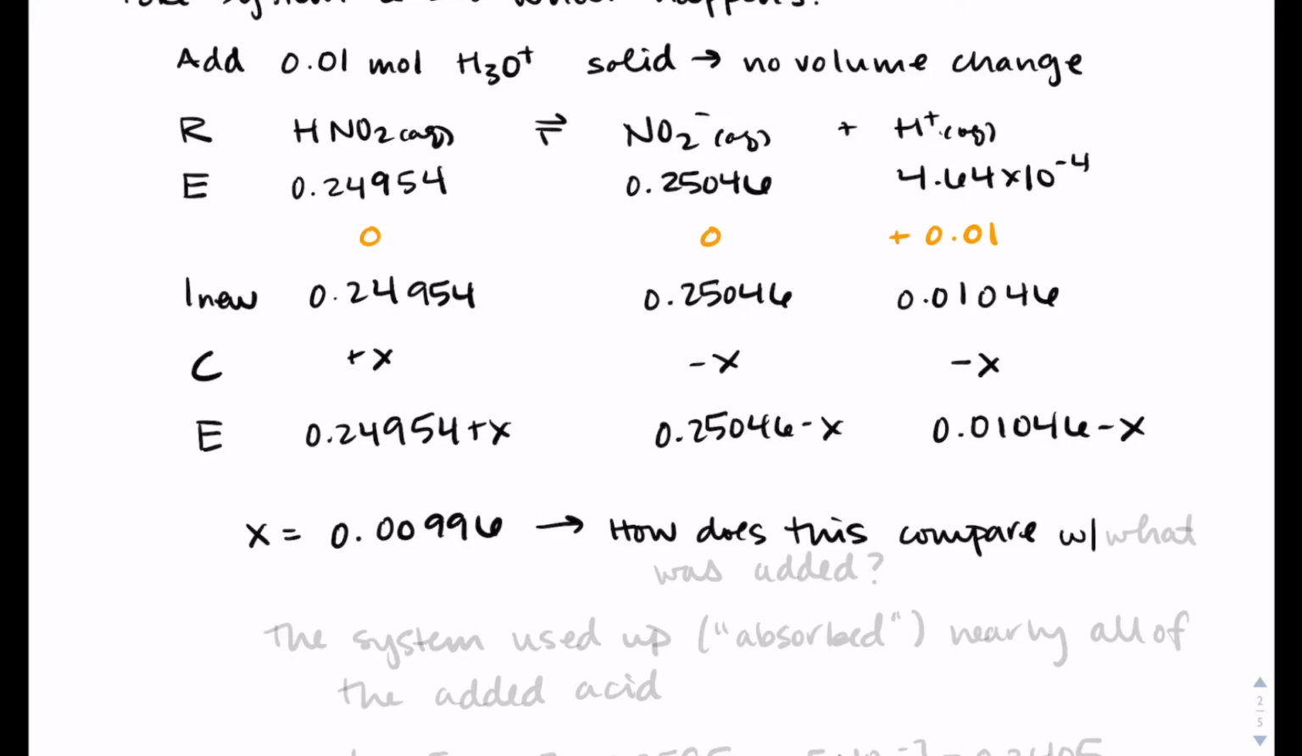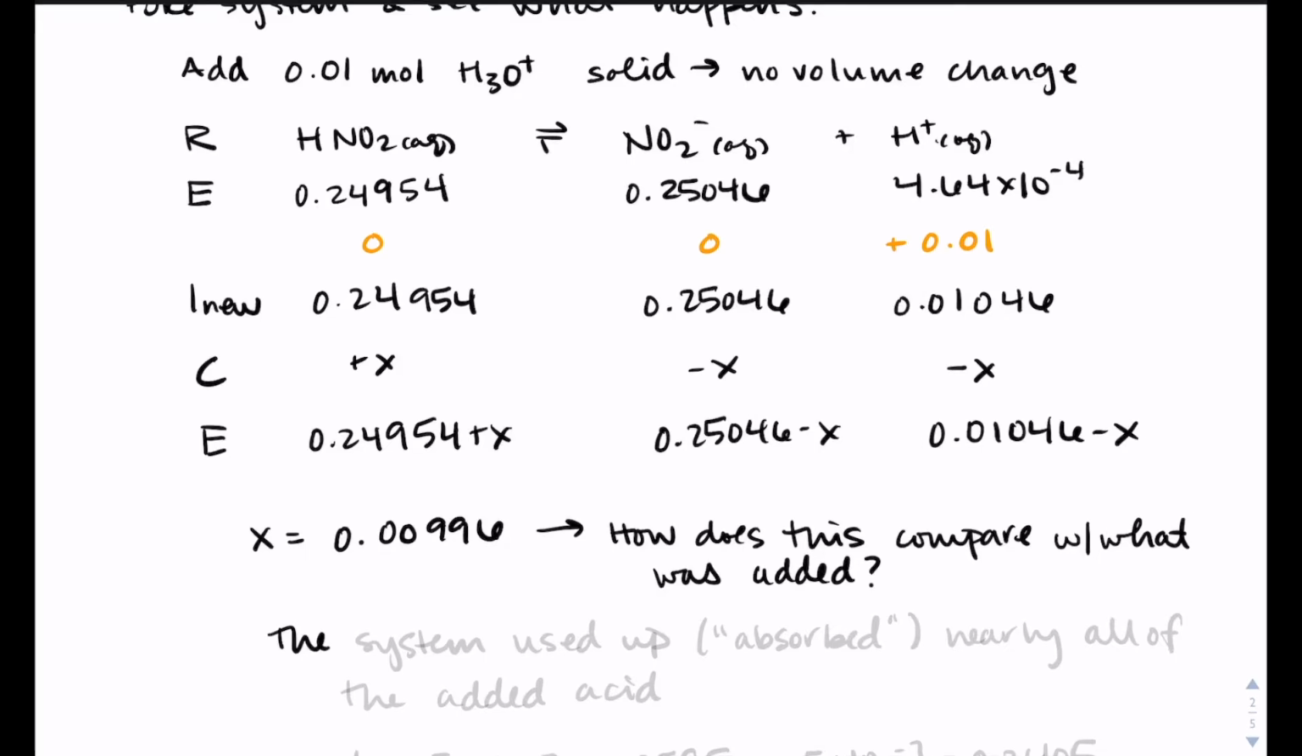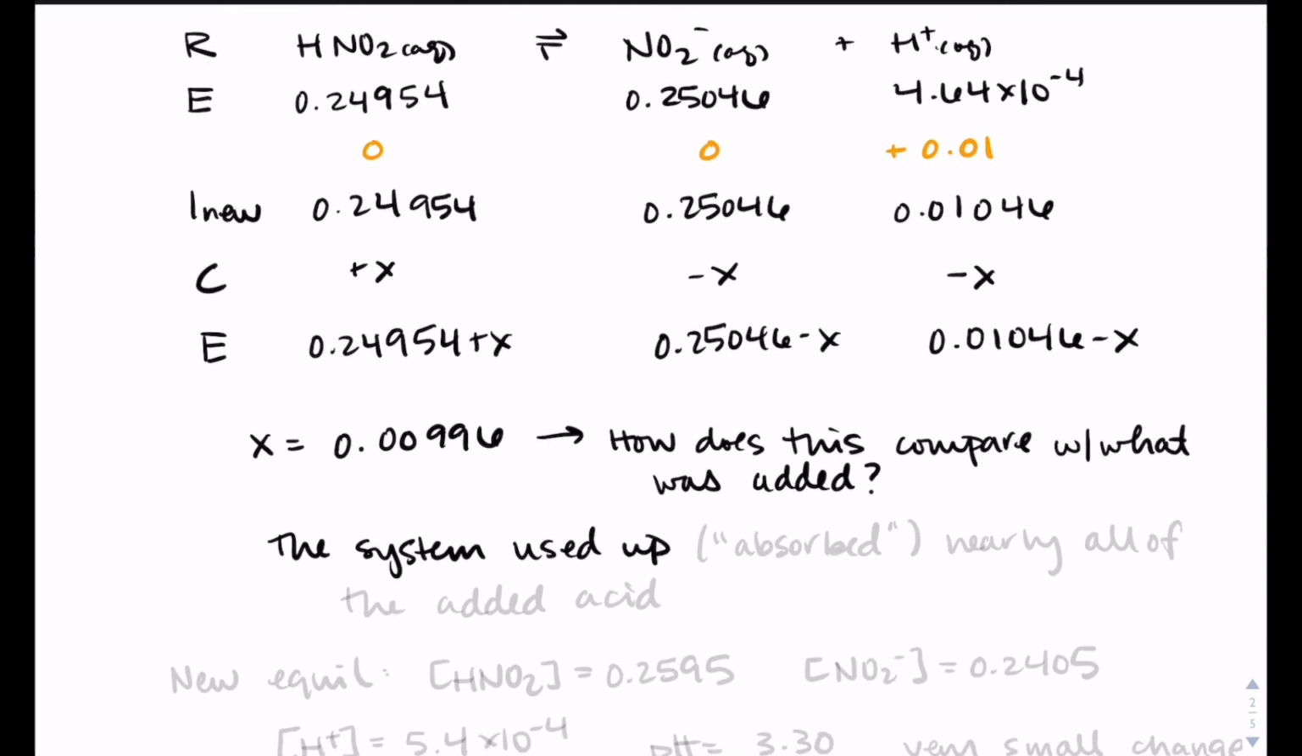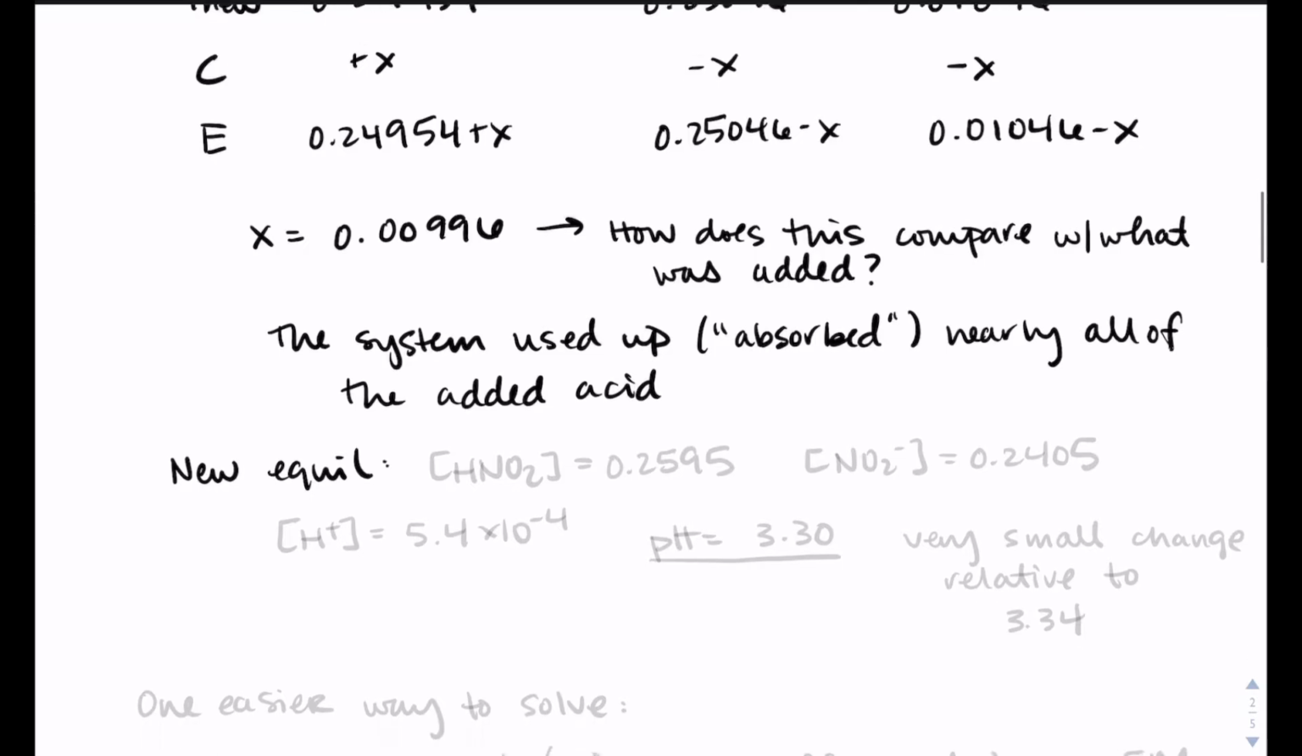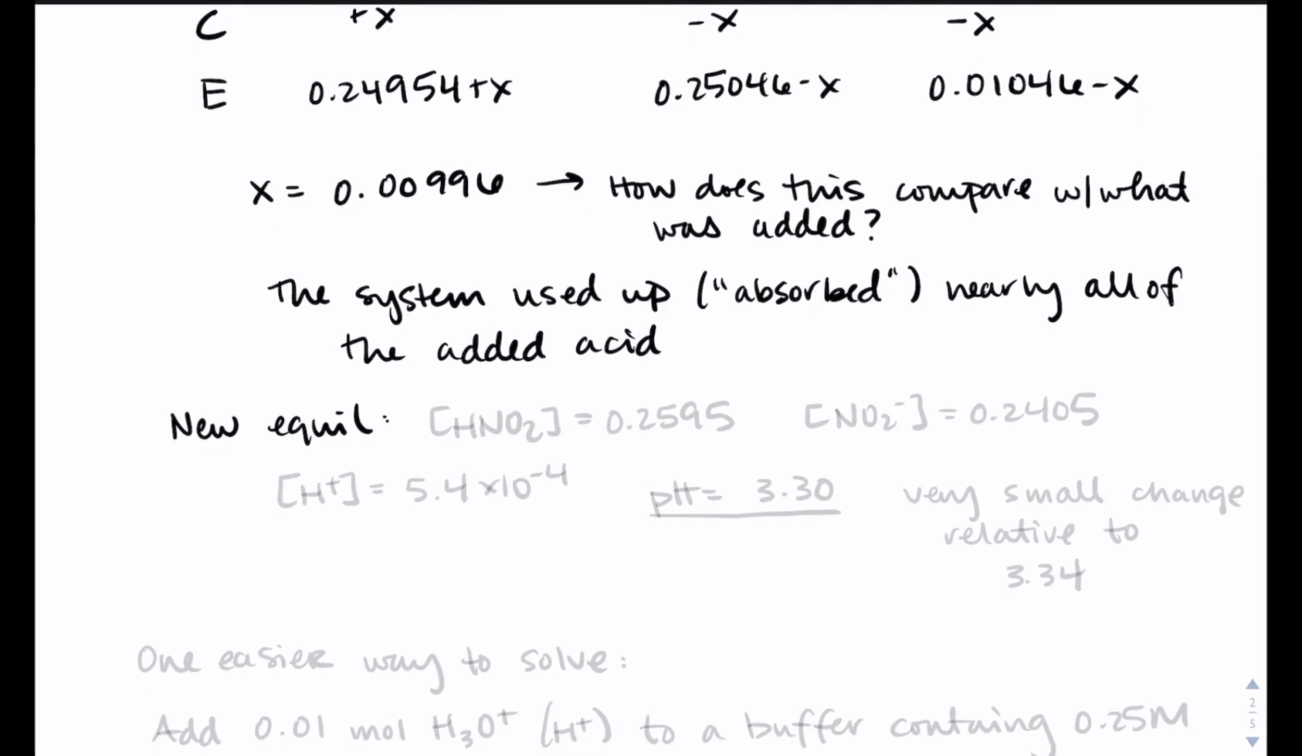So my question to you is, how does this compare to what we added? Well, we added 0.01 and then it used up 0.01 if you round up. So it's nearly 100% of the acid that was added got used up by the buffer. So we put in 0.01, it used up almost 0.01. It kind of absorbed the acid that we added.